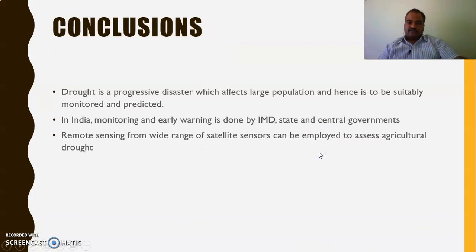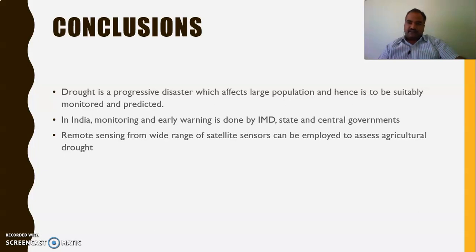So the conclusions. I hope by now you have understood the traditional methods which were used to monitor and assess the drought, and what the role of satellites is in assessing and monitoring the drought. So the conclusions are: drought is a progressive disaster which affects a large population, and hence it is to be suitably predicted and monitored. In India, most of the prediction and early warnings are done by the IMD along with the state and union governments. And remote sensing from a wide range of satellite sensors can be employed to assess agricultural drought very effectively.